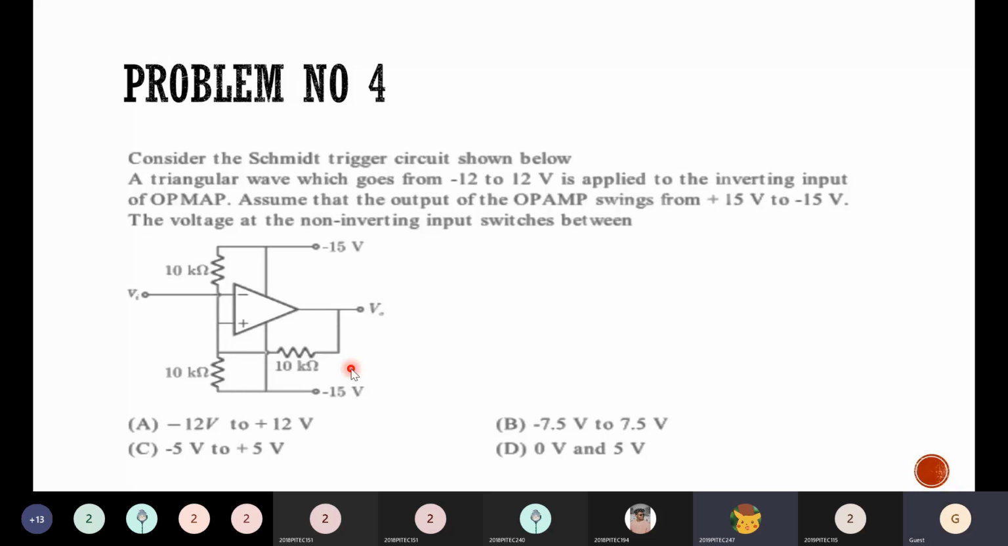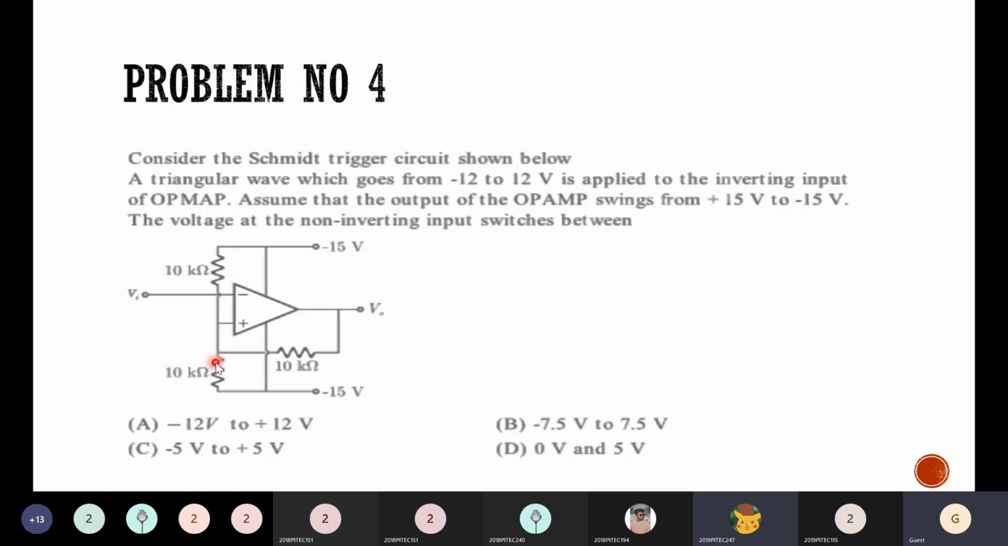How will you find it? Of course, we know this is a Schmitt trigger circuit, but still it is connected to this plus or minus 15 volts through a 10K resistor like this. So this part we didn't see in the general Schmitt trigger. Even now this will act as a Schmitt trigger only, but here you cannot directly write the equations we obtained in the normal inverting Schmitt trigger we have seen in the class.